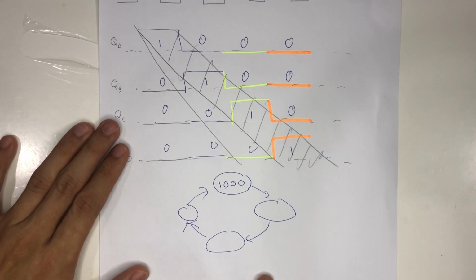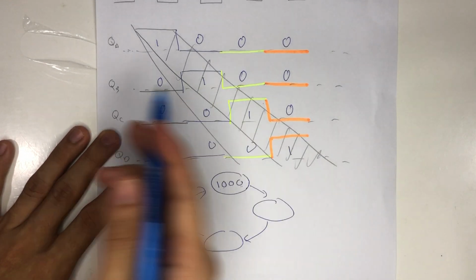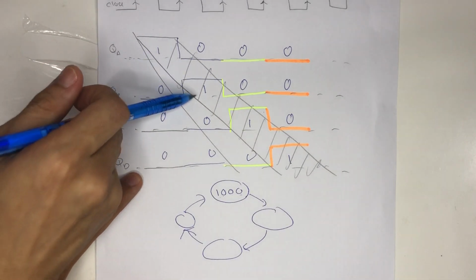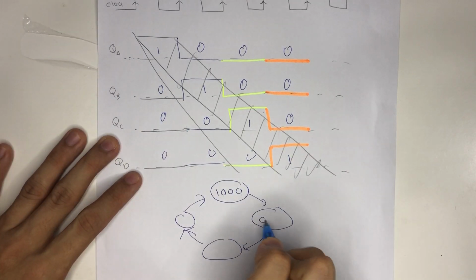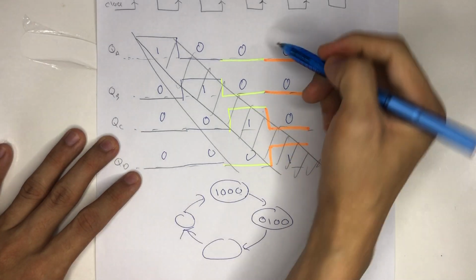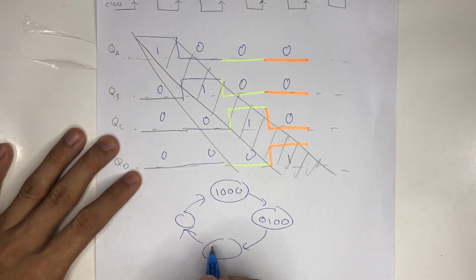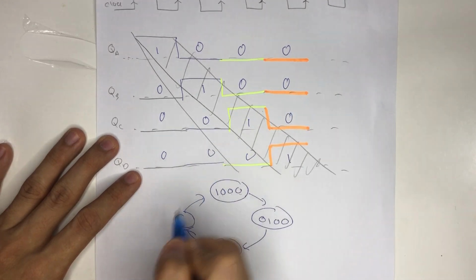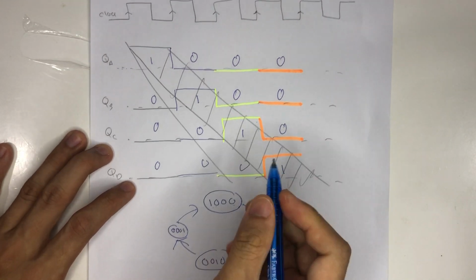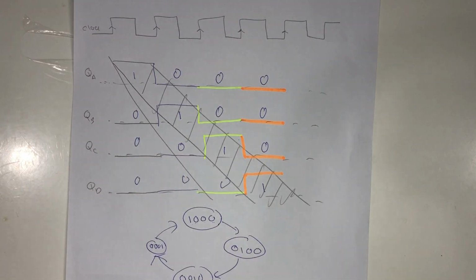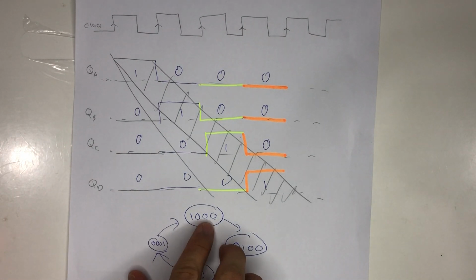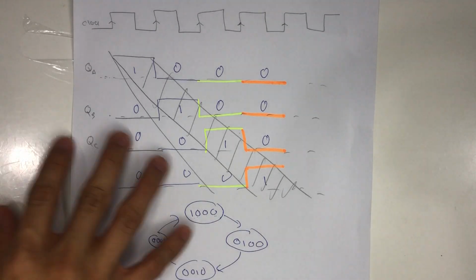Okay, sorry for the bad handwriting. So the next is what? 0 1 0 0, and the third one 0 0 1 0, and the last one 0 0 0 1, before resetting back to the initial state, which is 1 0 0 0.